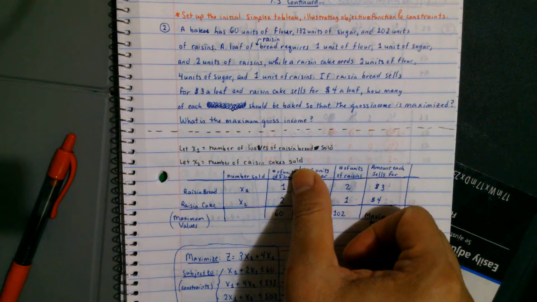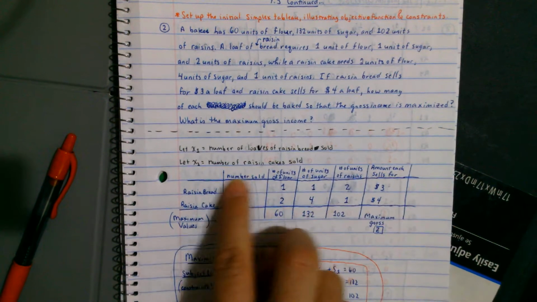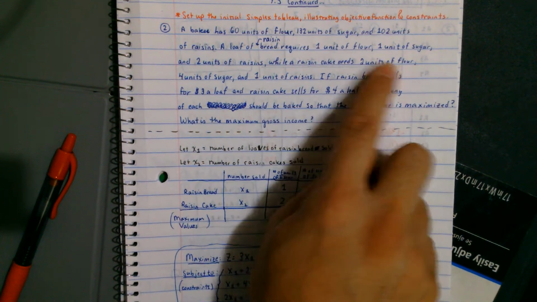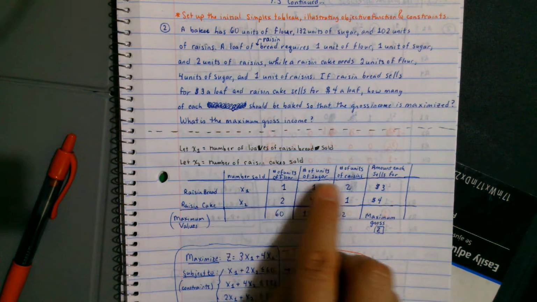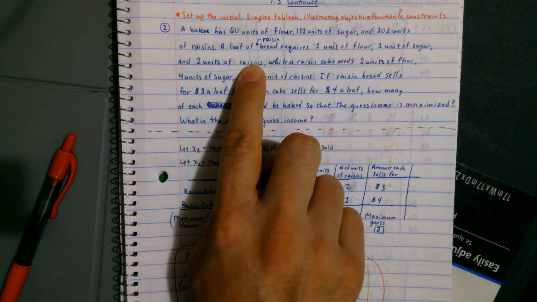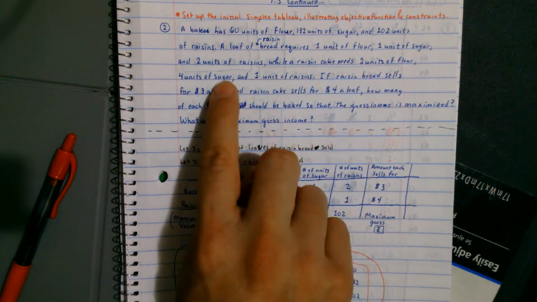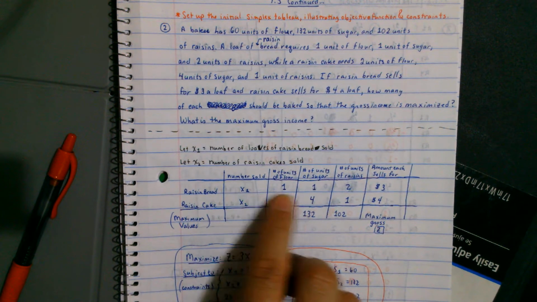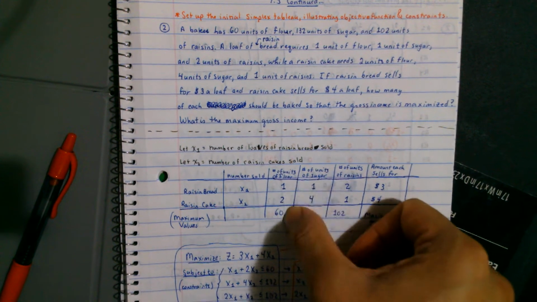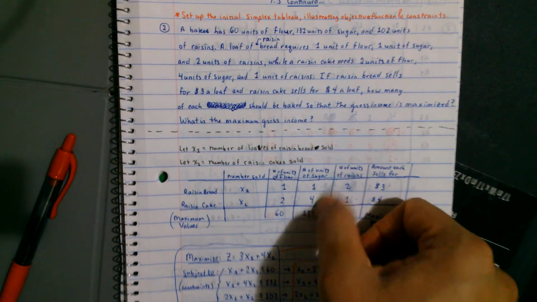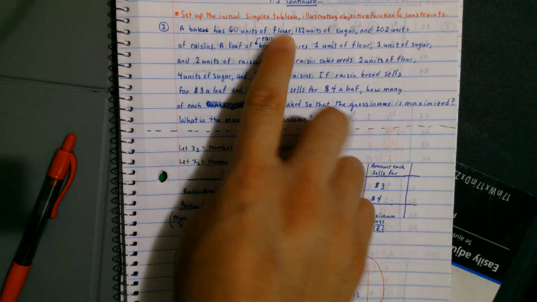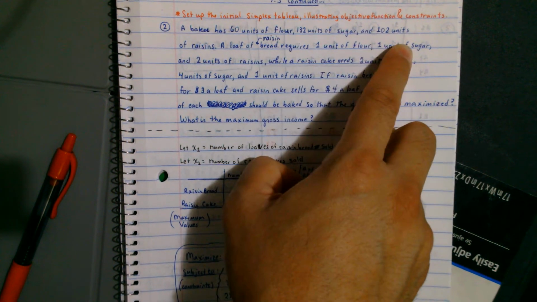So in the how much flour is included here, if you go across raisin bread, 1 flour, 1 sugar, 2 raisins. Raisin cake, no, I'm sorry, 2 flour, 4 sugar, and 1 raisin. So the amount of flour comes from both cake and bread. The amount of sugar comes from also bread and cake, and the amount of raisins comes from bread and cake. So this is how many units of flour you have to play with, how many units of sugar you have to play with, and how many units of raisin you have to play with.